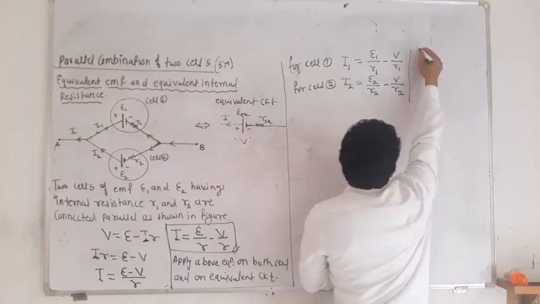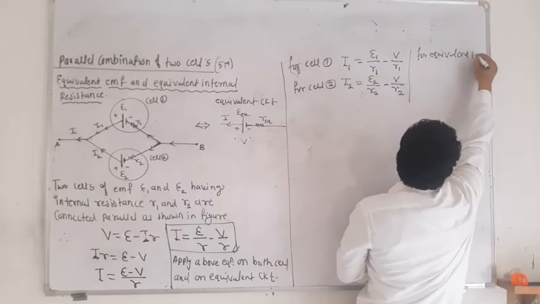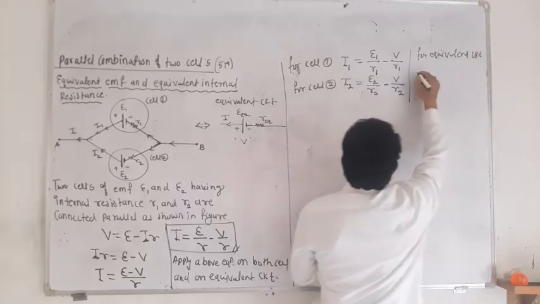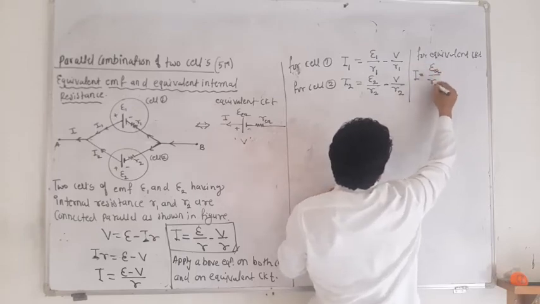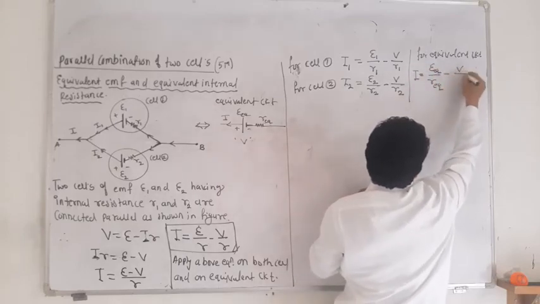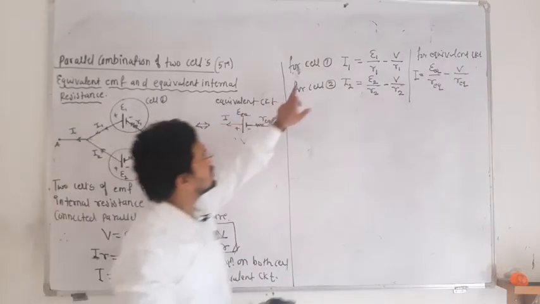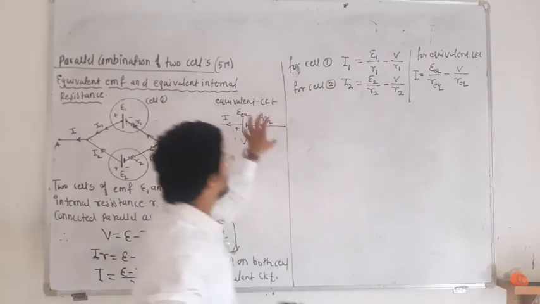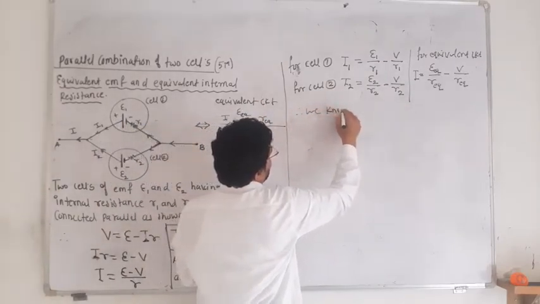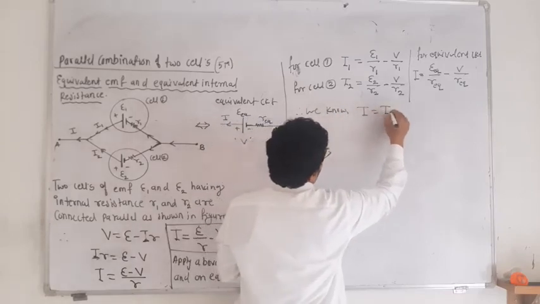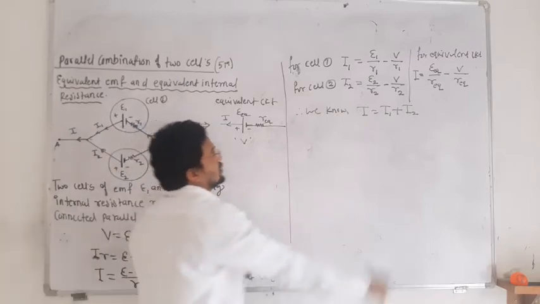And for the equivalent circuit, it becomes what? Total I = E_equivalent divided by R_equivalent minus V divided by R_equivalent. Okay. So we have applied this for cell 1, cell 2, and for the equivalent circuit, and we know I is equal to what? It becomes I1 plus I2. Okay. So place this value.